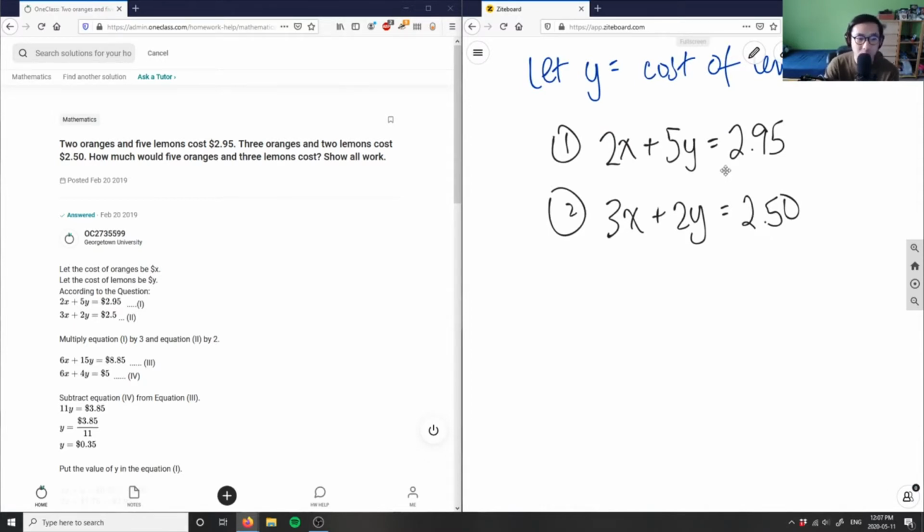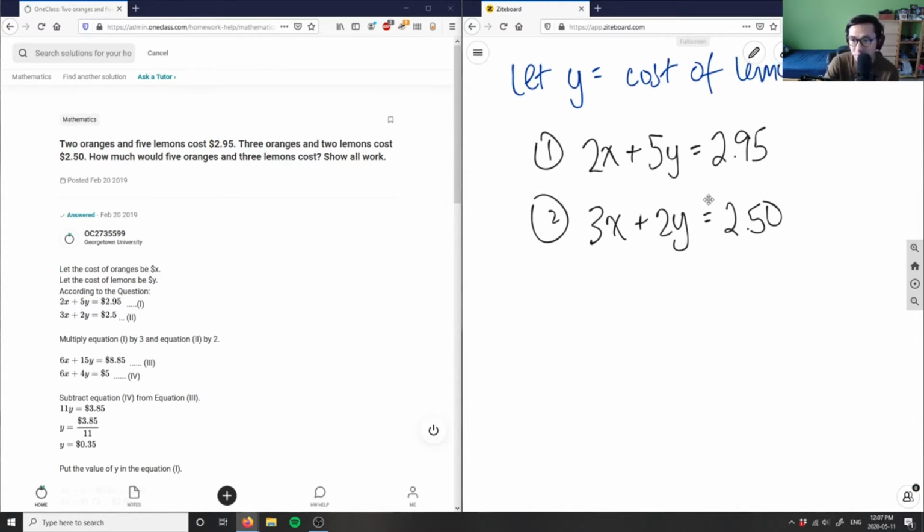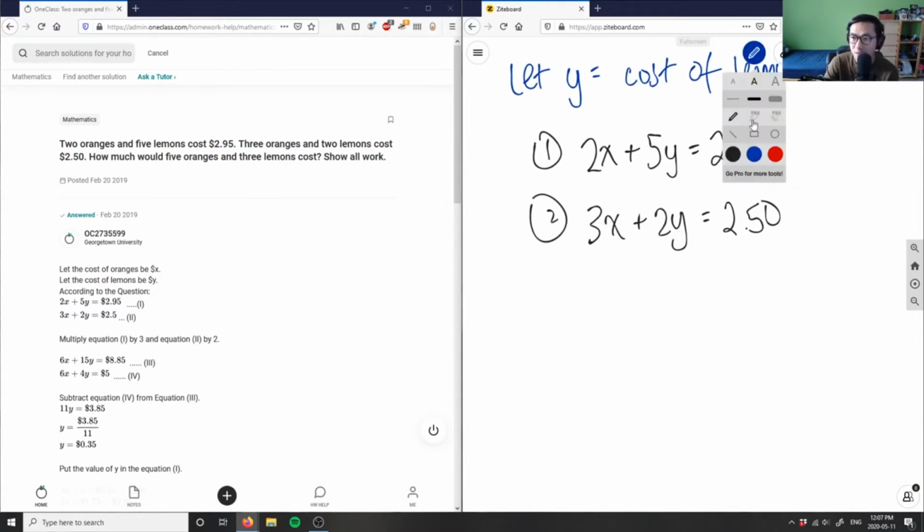We can use substitution or elimination to get rid of a variable here. In this case, I'm going to do substitution. So I'm going to use equation 1 and rearrange it to solve for a variable. I'm going to rearrange for y.